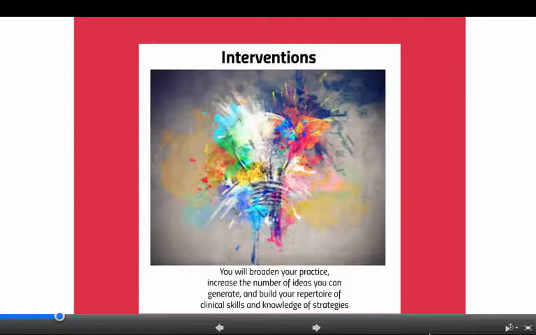Remember that the field of applied behavior analysis is centered on and concerned about working with individuals and producing socially significant outcomes for that individual. So as an interventionist, what I want you to do is to build your repertoire of skill and build your own clinical practice. And this is a starting point.